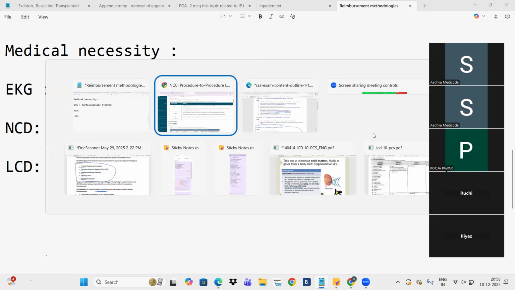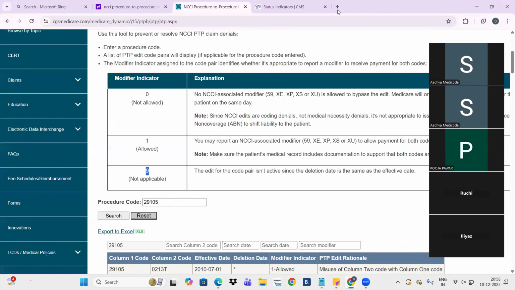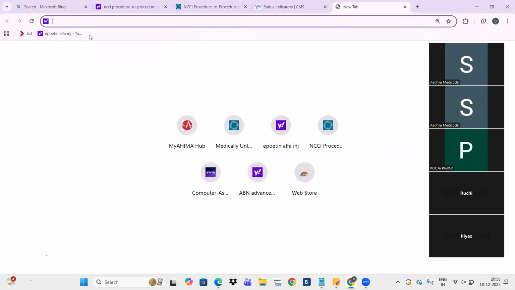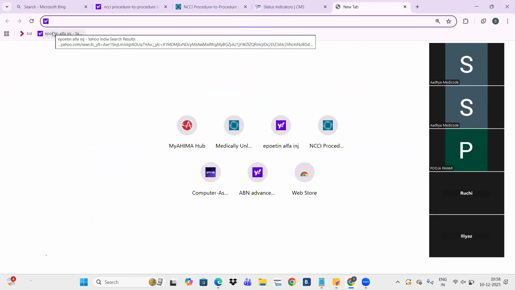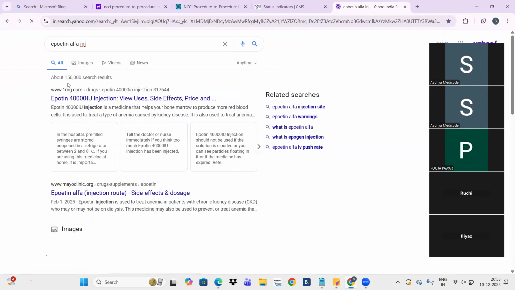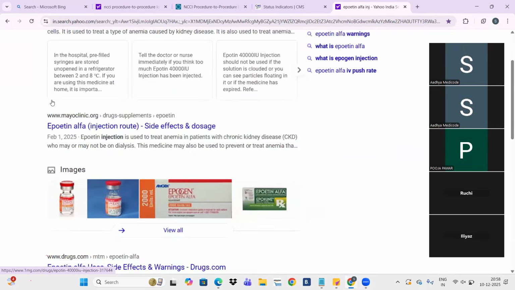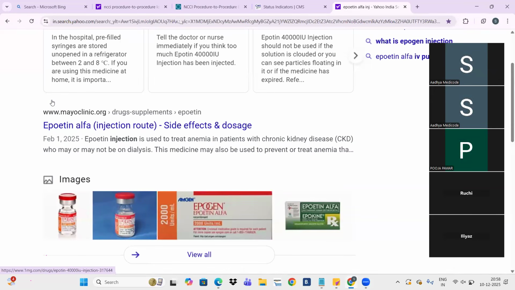So here is one question you will get. Note down. What is the medical necessity of epoetin alfa injection? Epoetin injection is used to treat anemia in patients with CKD or ESRD. Anemia in CKD or ESRD.